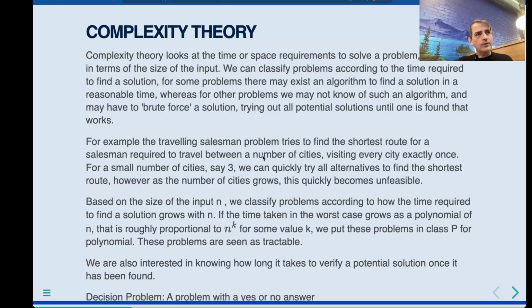Where it gets more difficult is when we increase the number of cities that we have. And the input in this case is the number of cities. So what we're looking at is how long it takes to make this decision, to decide whether this is an optimal route, given the number of cities that he is going to be visiting. And what we find is that quite quickly, as we increase the number of cities, as we increase the input, making this decision becomes quite unfeasible, quite difficult to decide.